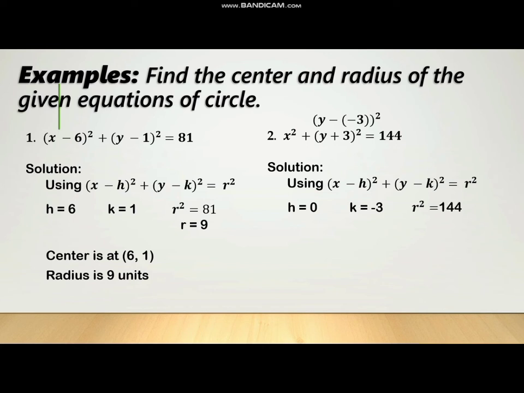Then, your r squared is equal to 144. And the square root of 144 equals 12. So your r is equal to 12. So final answer, the center is at point (0, negative 3), and radius is equal to 12 units.